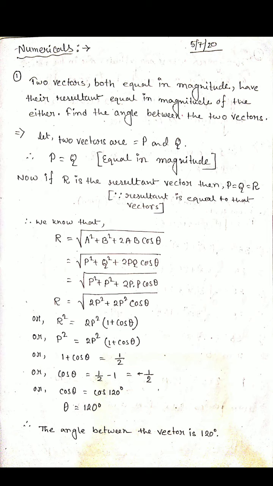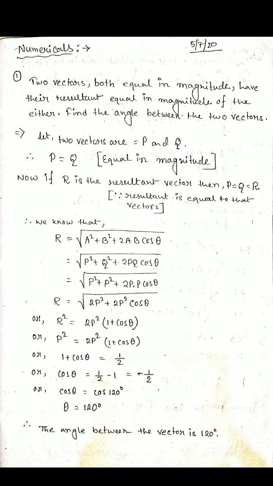So let's start today's first numerical related to those formulas. Two vectors are there, both equal in magnitude. Their resultant is also equal in magnitude to them. We have to find the angle between the two vectors.